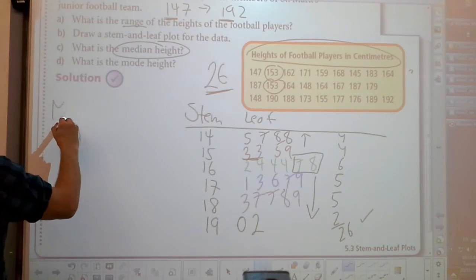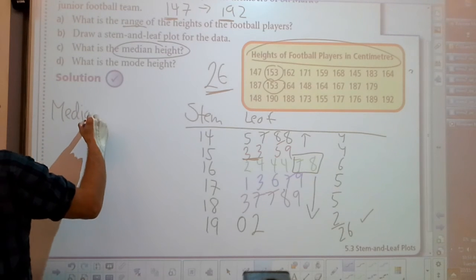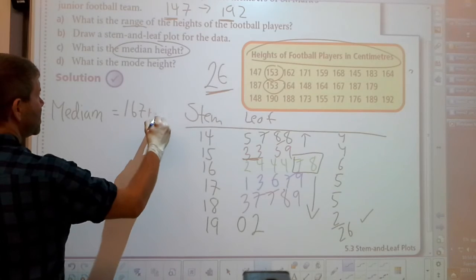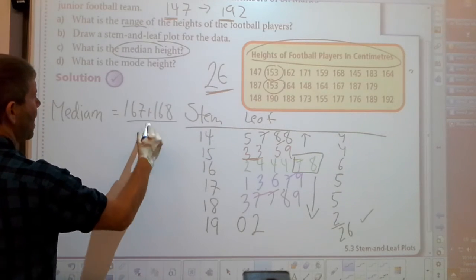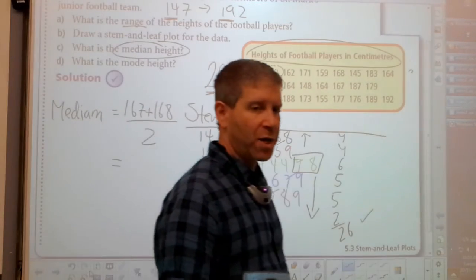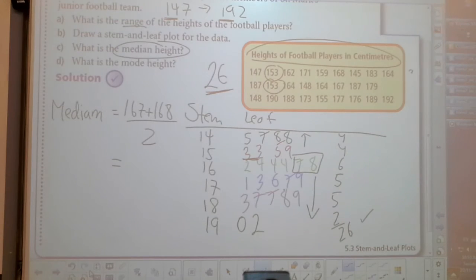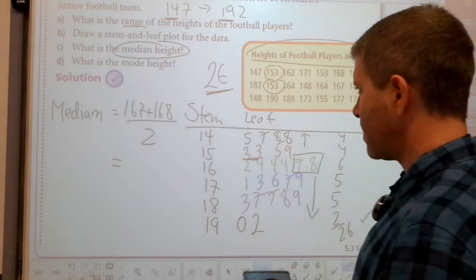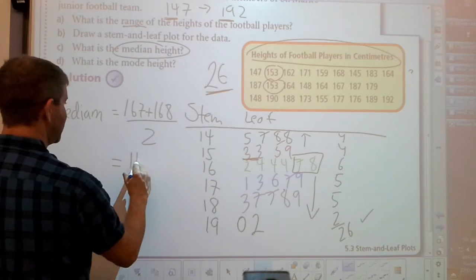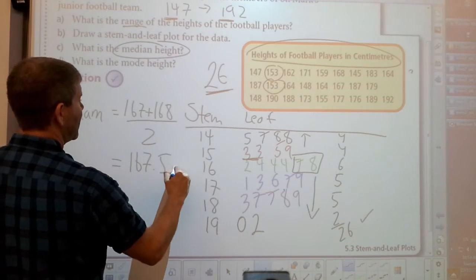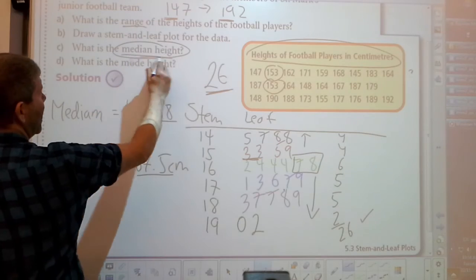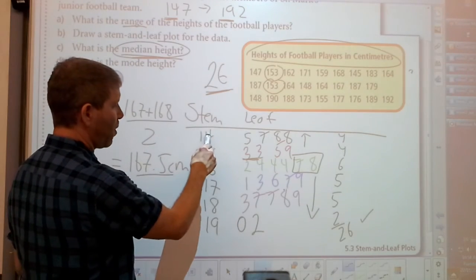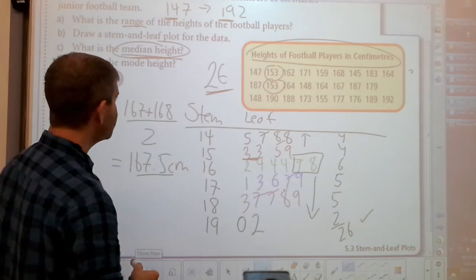So our median is going to be the average of those 2 numbers, 167 plus 168, and then we'll divide that by 2. So get out my trusty calculator, and I'll do 167 plus 168, divide that by 2, and we're going to get 167.5. And that's centimeters. So that's our median height. And we can do that because a stem and leaf plot organizes your numbers from smallest to largest.